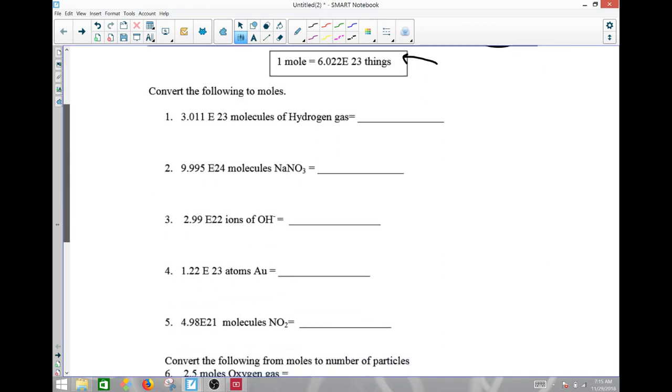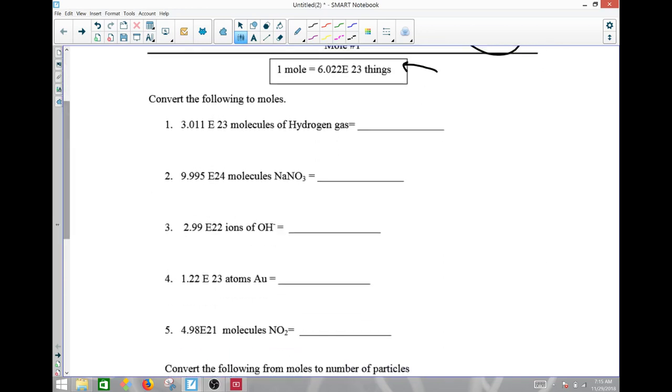All right, so with our equivalency in mind, I'm going to do this first one. I want to convert the following to moles. 3.011 e to the 23rd. Now again, hydrogen gas is a molecule. It looks like this. It's not necessarily an atom, it's a pair of atoms. I'm going to get rid of molecules. Now, if I inadvertently called it an atom, it really wouldn't matter. This is a mole.